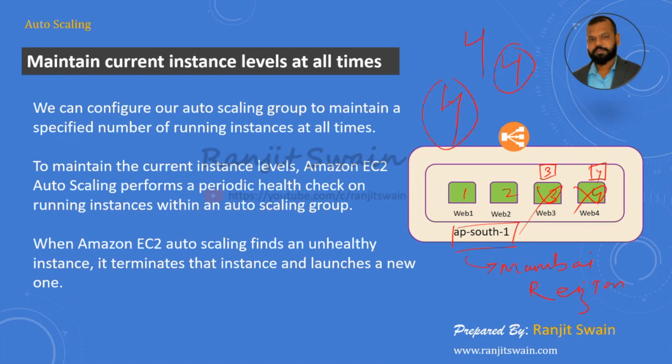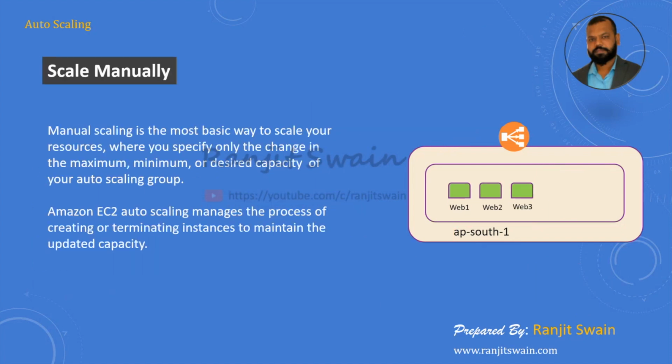Okay. Next, to maintain the current instance level, auto scaling performs a periodic health check. Manual intervention, what happens in manual, if you're going to add, someone should be there to monitor it. But here, the monitoring is done by auto scaling, by AWS itself. It will do the health check. If something is down, it will automatically replace it.